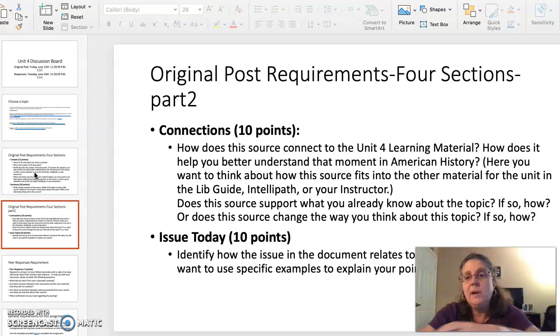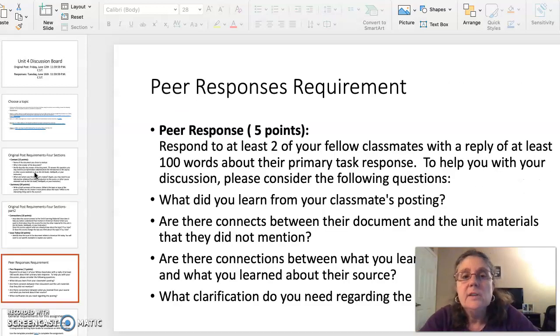So this, my dear students, is what is expected of you for Friday, June 12th, when you complete your original post. Your peer responses are worth 5 points, and your peer responses are due Tuesday, June 16th. Remember you have the two due dates for this assignment, just like you did with Unit 2 DB.